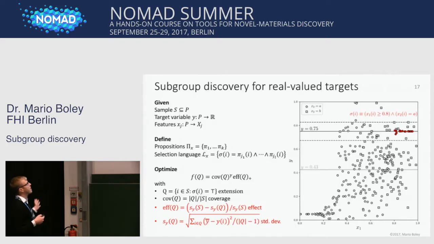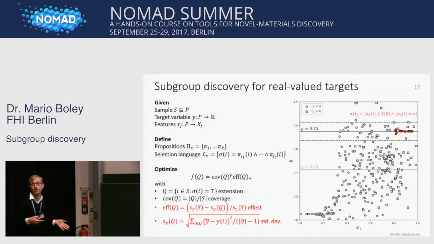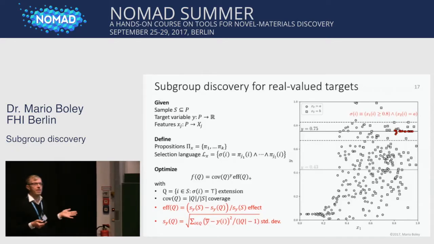We use the very same considerations as before. We define this language based on basic propositions, and I can again optimize the combination of coverage and effect. Now the only thing I have to do is change the definition of the effect. Now I have a bit more choices because I have this numeric quantity and the different effects that I can consider.